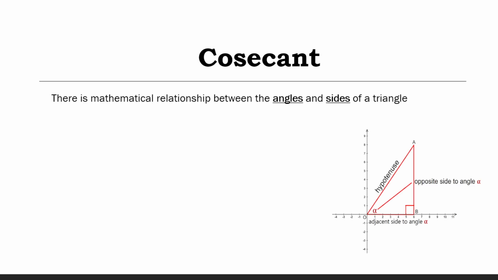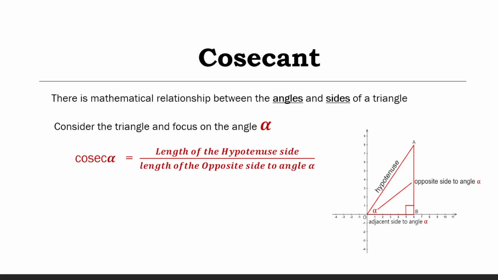And lastly, looking at the function cosecant and focus being on angle alpha. The cosecant of alpha is equal to the length of the hypotenuse side divided by the length of the opposite side to angle alpha, and that becomes cosec alpha is equals to OA over AB. OA is equals to AB times cosec alpha.